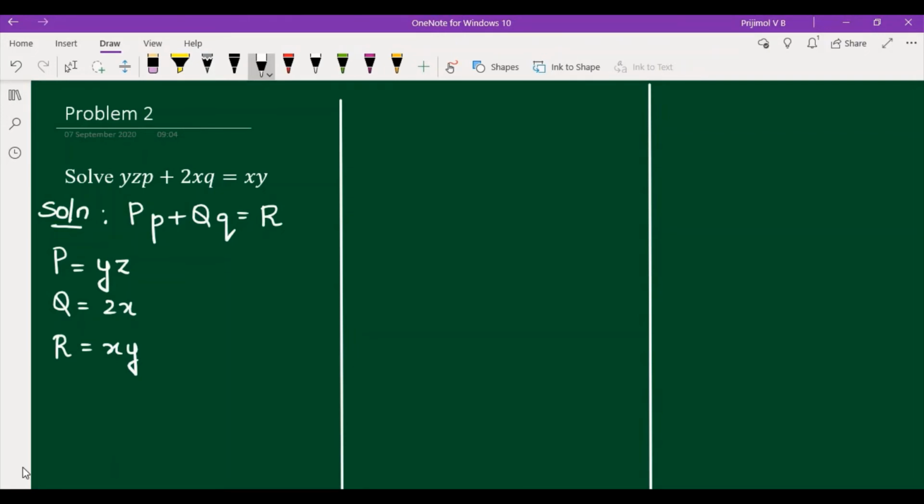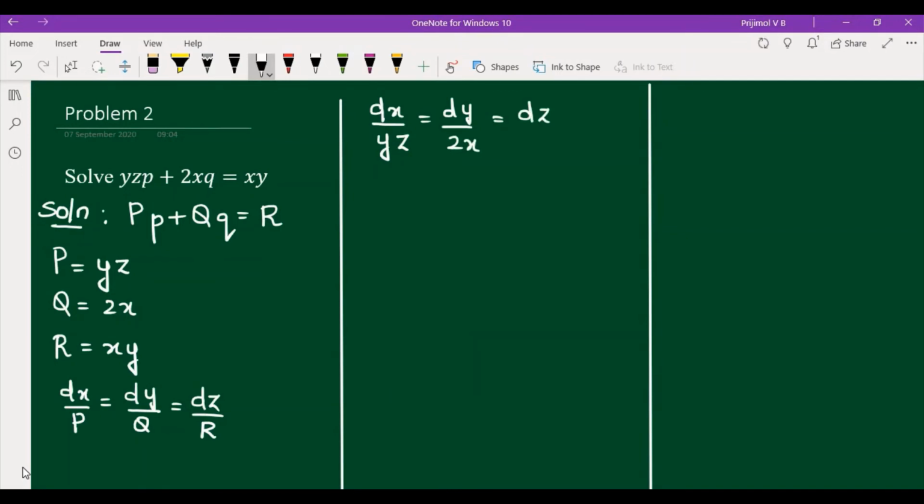Now write down the auxiliary equation, which is dx by P, dy by Q, dz by R. Substitute P, Q, R in this equation. So you get dx by yz, dy by 2x, dz by xy. Yes. So we have got our auxiliary equation, call that equation number 1.